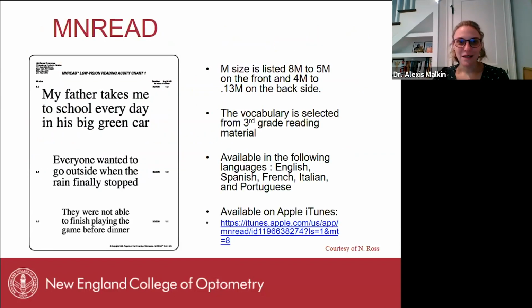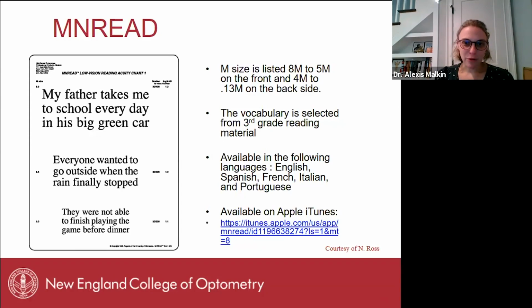So I love the MNREAD card. Like I said, there's many different ways to do continuous text. The MNREAD is currently available in English, Spanish, French, Italian, and Portuguese. There are other continuous text cards available in Arabic, in Hebrew, in other languages. The MNREAD card goes from 8M on the front all the way to 0.13M on the back. Your super high myopes with myopic degeneration will love to show off that they can get to really small print. The vocabulary is selected from 3rd grade reading materials, so it's not appropriate for all patients.